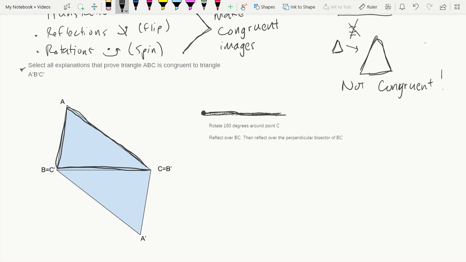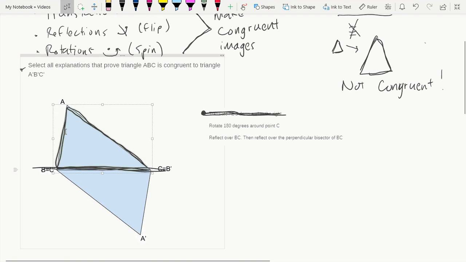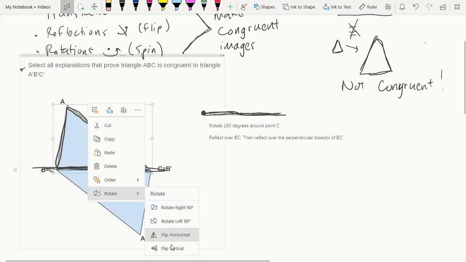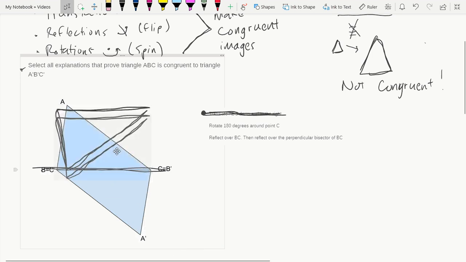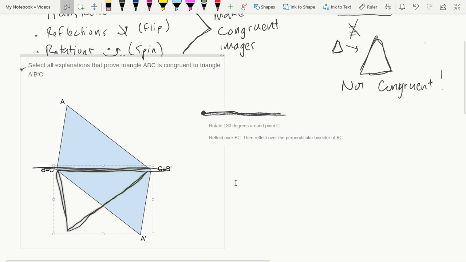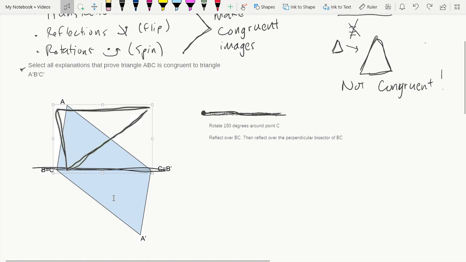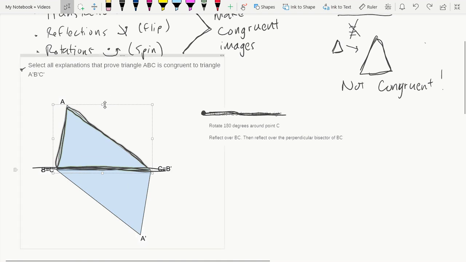So let's jump down to the third one. Reflect over BC. So BC is my line down here. Now let's think if I reflect over that. Let's flip it vertical. If I flip it vertical, remember, it would flip over to the other side. I would land there. That doesn't quite work, because it has to land perfectly on top of the other one. So let's think about rotate. Reflect over BC. Nope. Oh, wait.